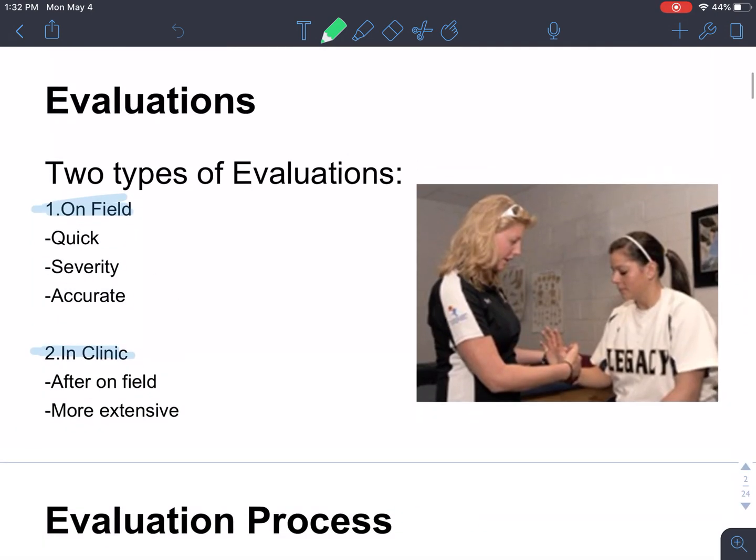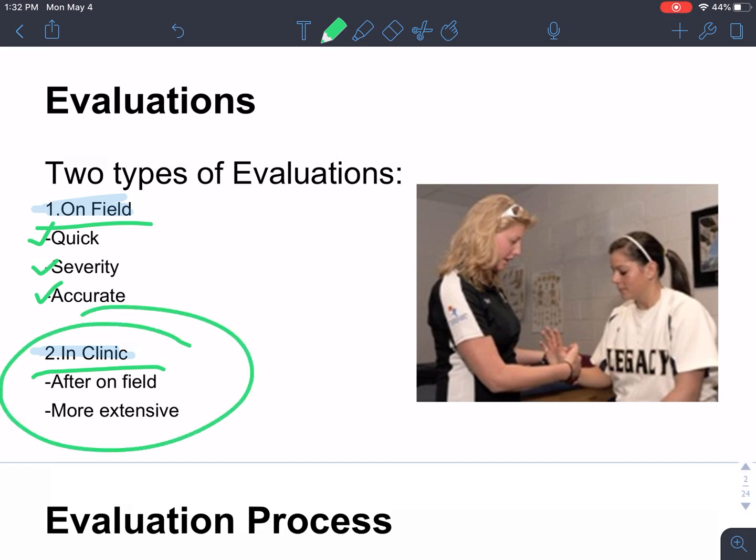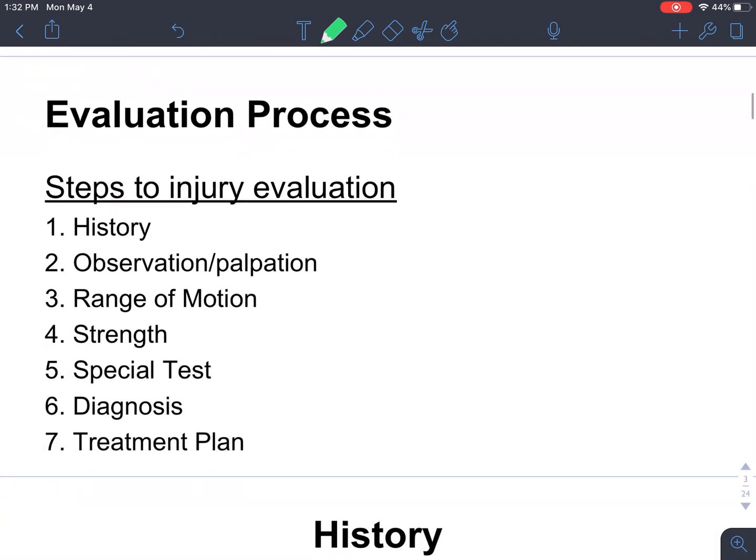So there's two main types of evaluations. There's on-field and in-clinic. So on-field, got to be quick. You need to determine severity, and it needs to be accurate, right? We want to know, do we need to call 911 right now? Can we get them up off the field? How serious is it? And then the in-clinic takes a little bit more time, and this is the one we're going to focus on. So here are the evaluation process steps.